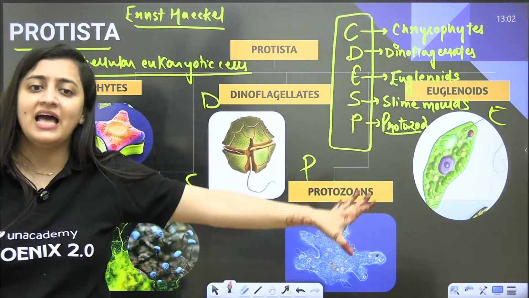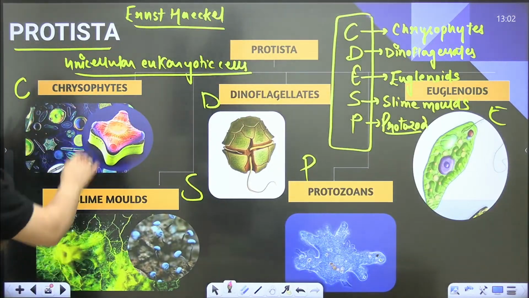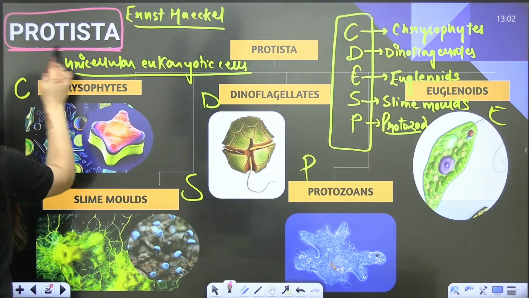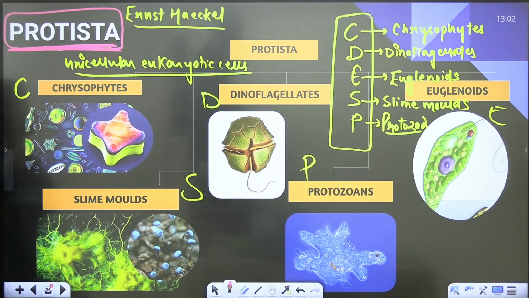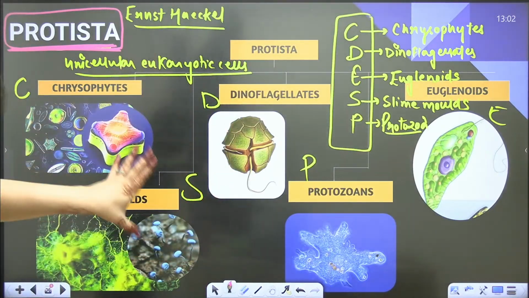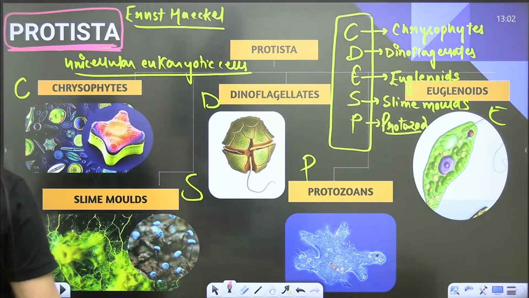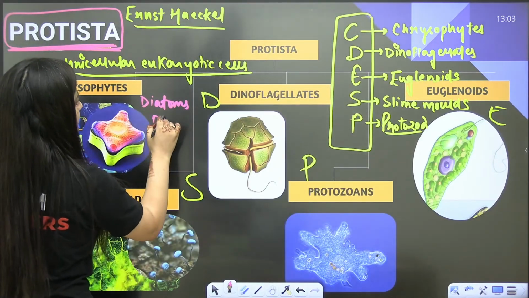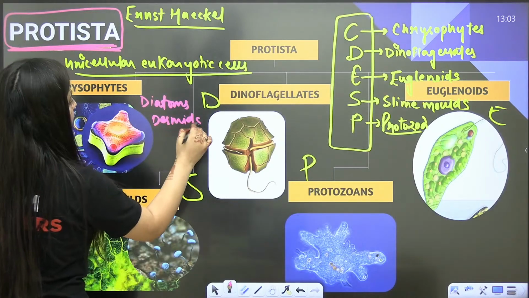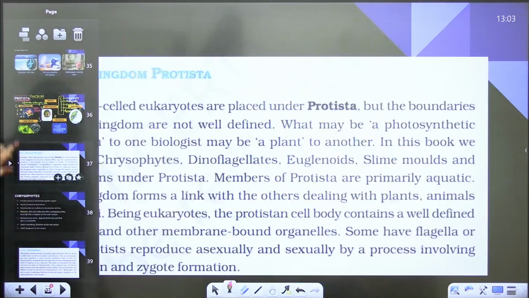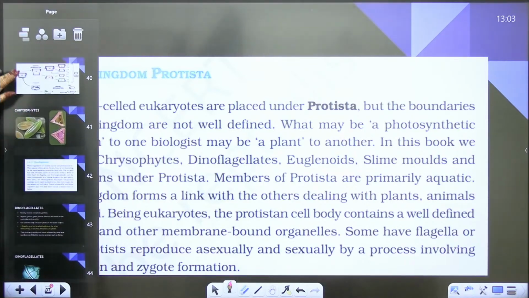So that is what we have in the kingdom Protista. Is that clear? CDESP. So in chrysophytes, here you will discuss the diatoms and desmids. Then dinoflagellates are there, then euglenoids, then slime molds, like this. Okay, so let's complete this.